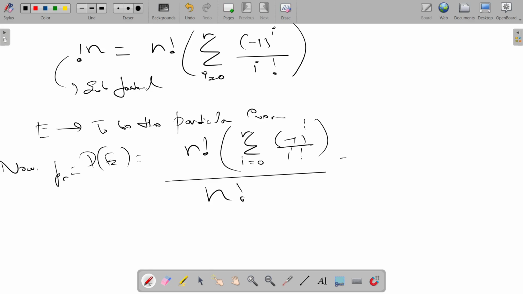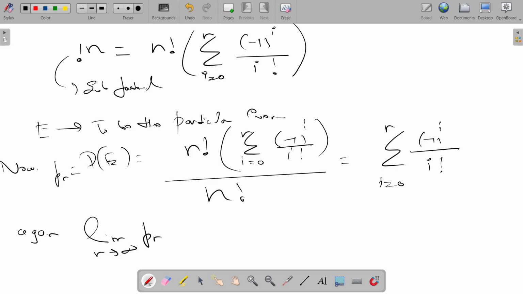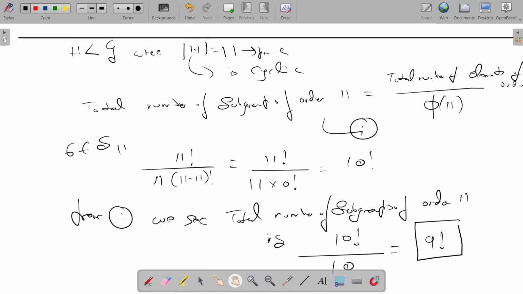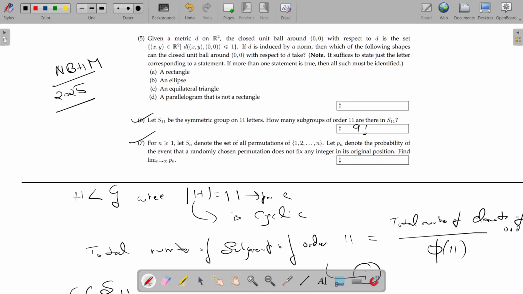So this will be nothing but the sum of (-1) to the power i by i factorial. Now again, the limit as n tends to infinity of P of n, and we know this, right? This is a common series, so this is 1 by e to the power minus 1. Okay, so the answer is e to the power minus 1. This is a pretty nice question. If you know the formula for derangements, then it's actually very easy. But yeah, so this is 1 by e.